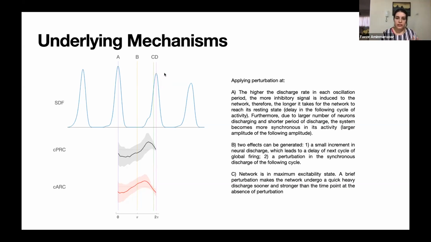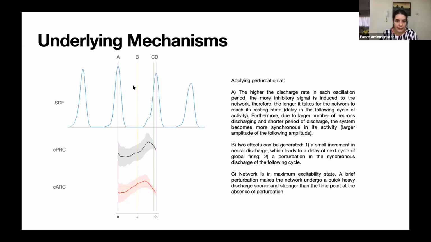Which is equivalent to the creation of a delay in the occurrence of the next oscillation. At the same time, because the discharge is taking place in a shorter period of time, the network has a tendency to discharge more synchronously. And that is why the activity of this next oscillation is getting enhanced.